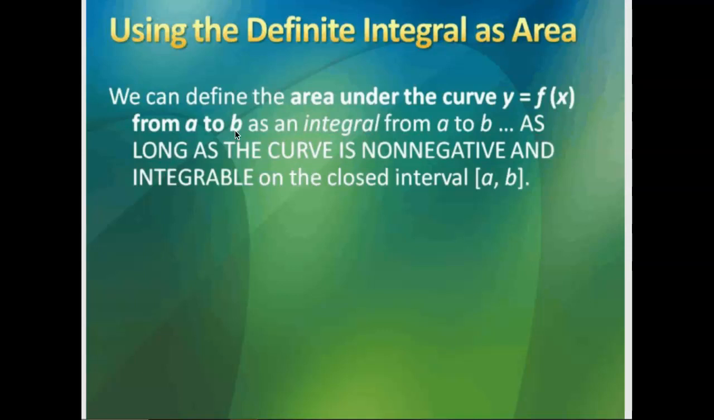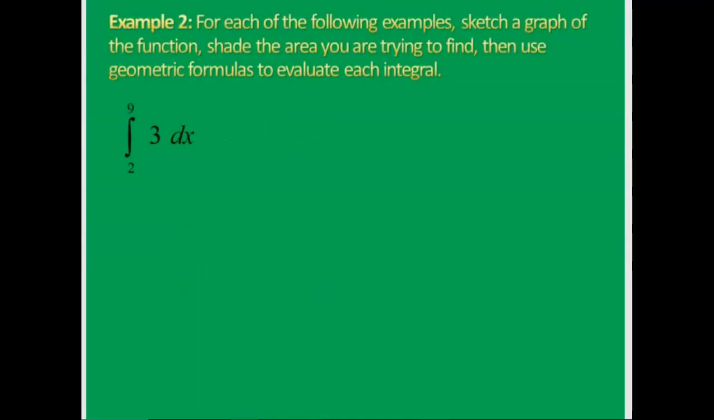So today what we're going to do is use the area under the curve idea to form an integral from a to b and find the area under that curve, given the curve is an integral now instead of being given to us as a table in a Riemann sum. So we can define the area under the curve y equals f of x from a to b as an integral. And let's look at our first example of that.